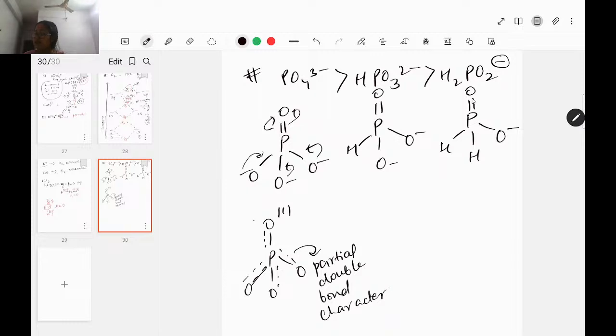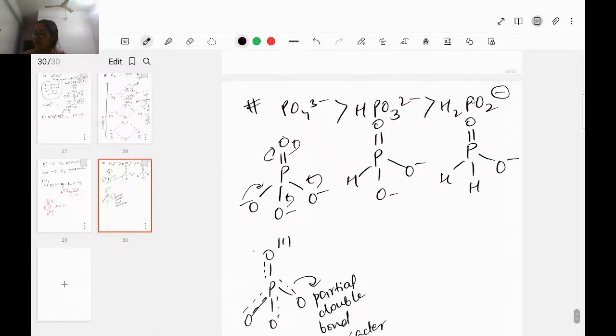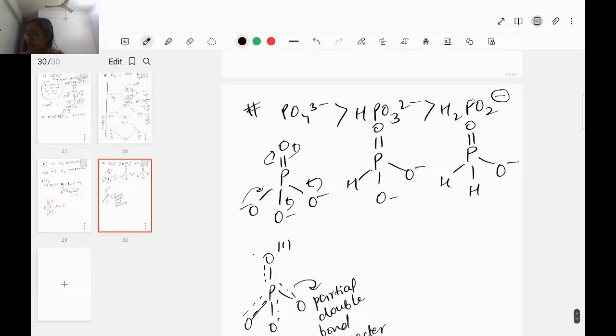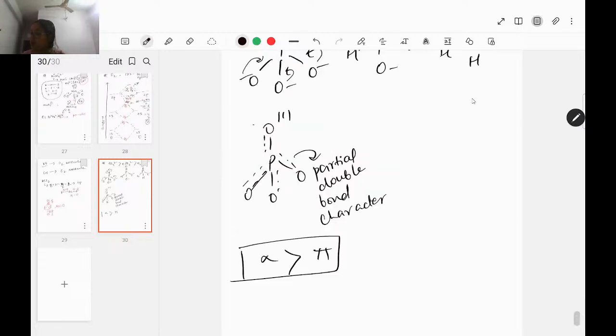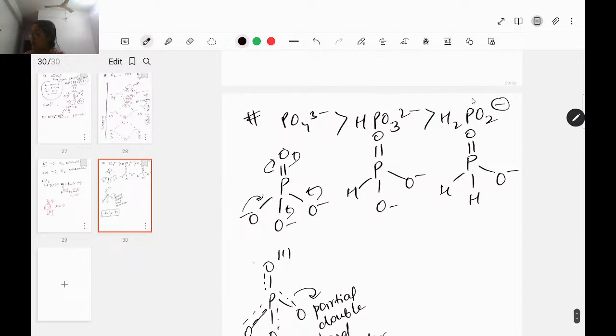And since the resonance over here is much more profound, because there are 4 oxygen atoms which are undergoing resonance, since it is a partial double bond character, the trueness of the double bond character is decreasing, and that is why the bond length in PO4 3 minus is the highest. Because if it resembles a single bond, it will have a longer bond length. A single bond, a sigma bond, has a greater bond length than a pi bond, isn't it? That is why. But what about HPO3 2 minus?